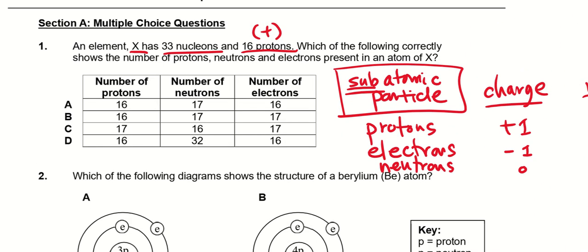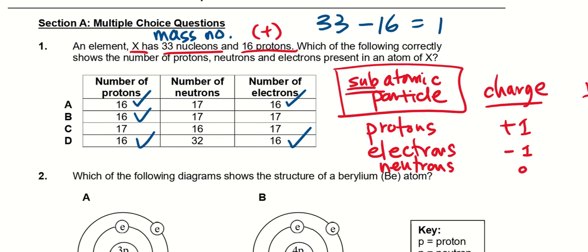It has 33 neutrons. 33 is just a mass number. So how many protons does it have? How many electrons? How many neutrons? 33 minus 16 equals 17. So the answer is A. Okay? All this just for one MCQ. But this is important. When you go to Sec 3 chemistry, this is important.